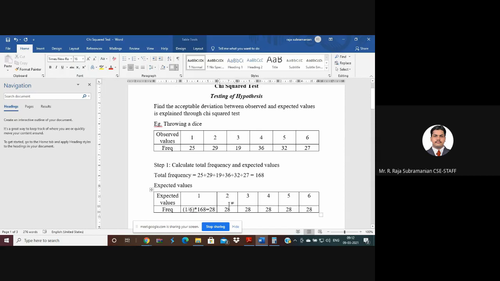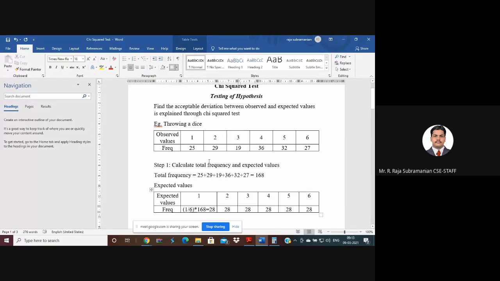If you go to the question, you get the observed values like 25, 29, 19, 36, 32, and 27, real-time observed values when you throw a die. And by seeing this itself we can immediately say that it is not a uniformly distributed die. Why? Because in a uniform distribution all the numbers should have the same frequency, because the probability is 1 by 6. But in real time we cannot assure that the same uniform probability will be achieved every time.